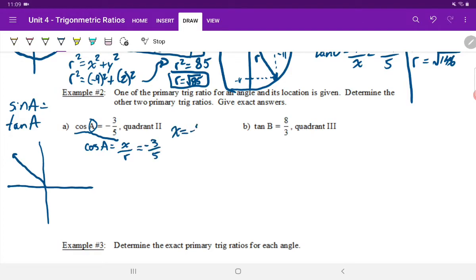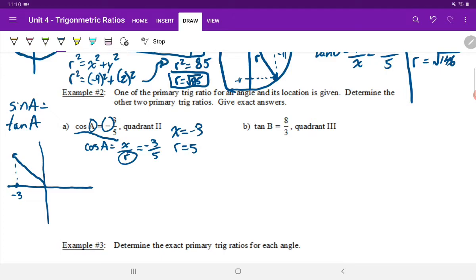That means I know that x must be -3 and r must be 5. Now you might ask, because the negative is in front of the fraction, how do you know what's negative, the 3 or the 5? Well, remember that r is always positive. So in our case, it must be the 3 that's negative. So here we know that this must be -3, our x value.